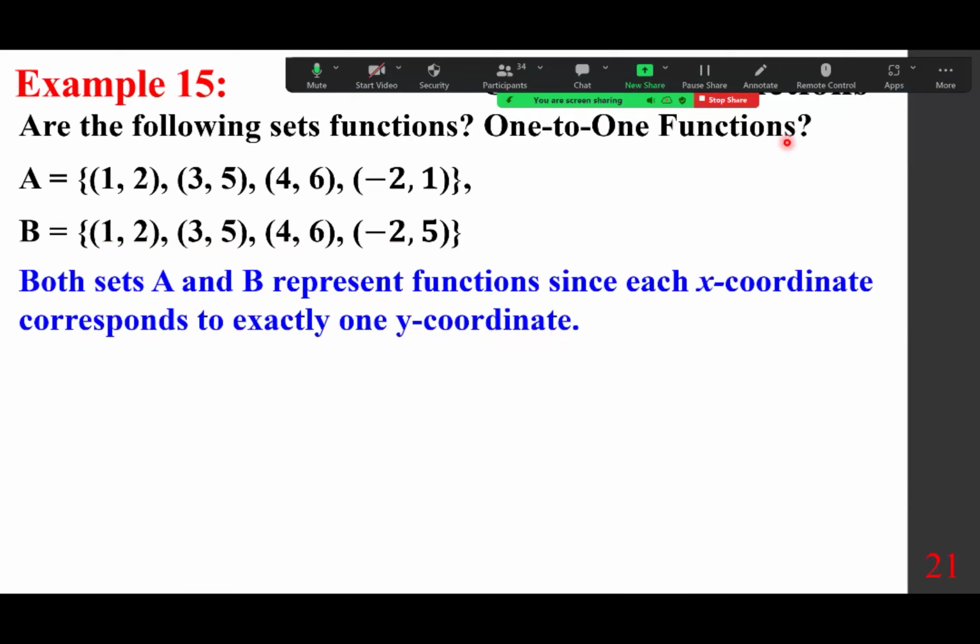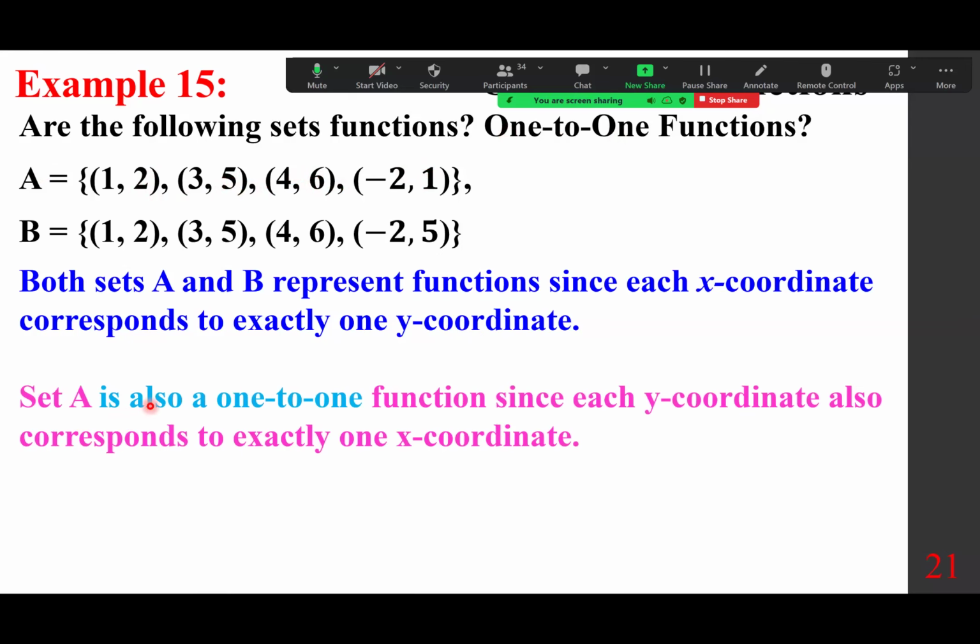Now let's check the second part. Let's look at part A. So they are both functions. Let's look at their y coordinates. 2 and 5 and 6 and 1, they are all different. That makes set A a one-to-one function, since each y coordinate also corresponds to exactly one x coordinate.